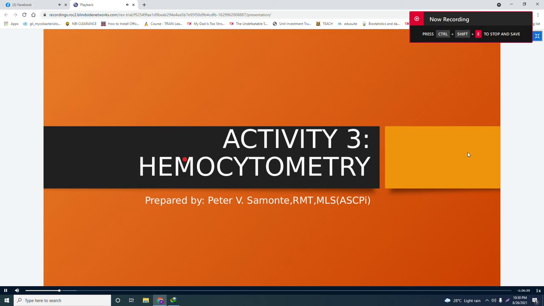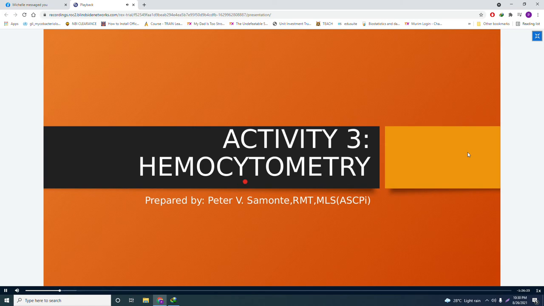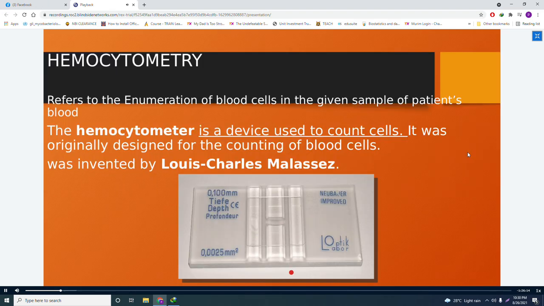Activity 3 is your hemocytometry. Hemo meaning blood, cyto meaning cell, metry meaning to count or to measure. Hemocytometry refers to the enumeration of blood cells in the given sample of a patient's blood.